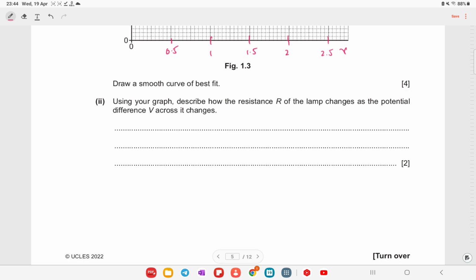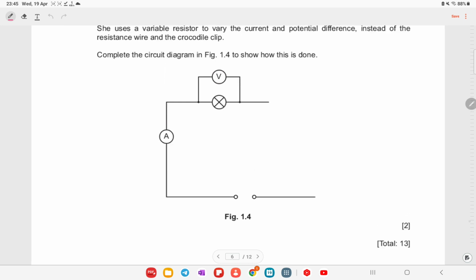Using your graph, describe how the resistance of the lamp changes as the potential difference V across it changes. So this means as the potential difference is increased, the resistance is also going to be increased. Which means this is a non-linear graph, because it's a curve. And you can also write down that the rate of increase in resistance is decreasing. So it's up to you what you write, because it carries 2 marks, so you need to write 2 justifications for this question.